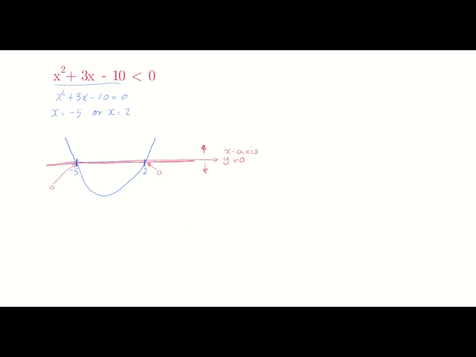So you can see that when x is greater than 2, this quadratic is positive. Likewise, when x is less than -5, the quadratic is positive. So we can see that between -5 and 2, over here, it is below the x-axis, and therefore the quadratic is negative. So our solution is x less than 2 and x greater than -5.